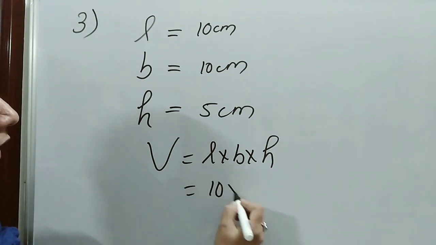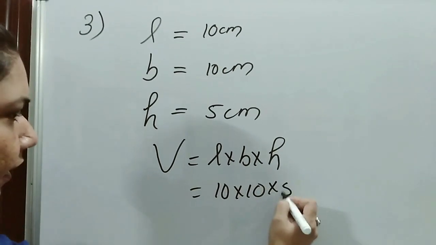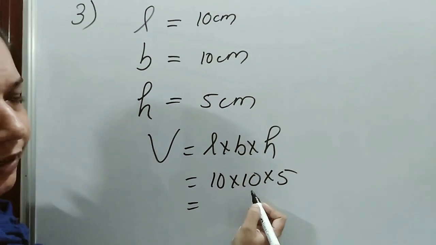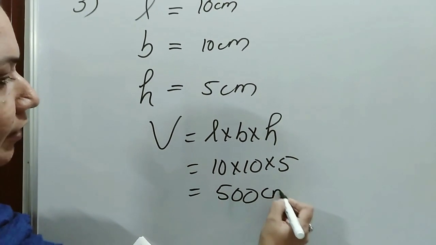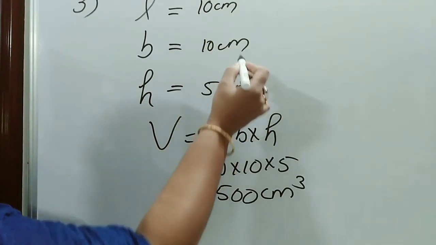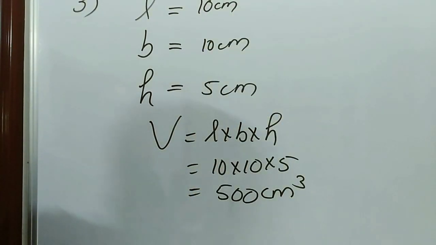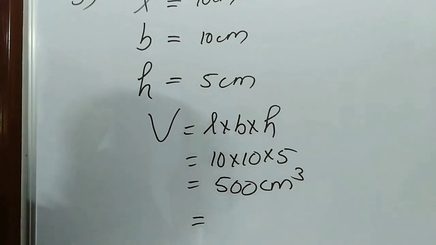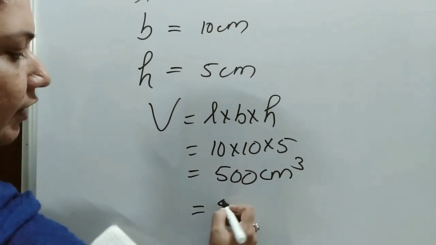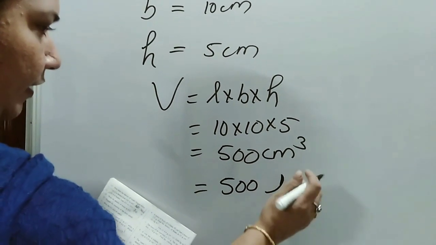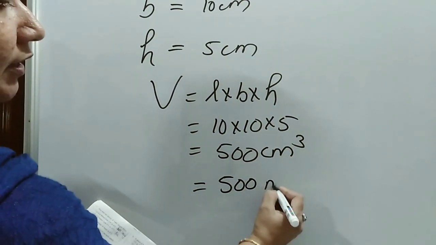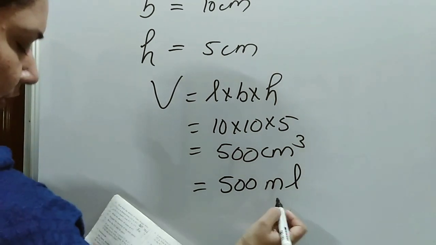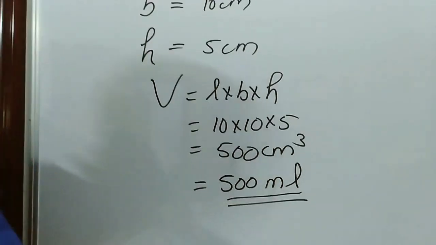So volume is L into B into H. That is 10 into 10 into 5. 10 into 10 is 100. 100 into 5 is 500 centimeter cube. Centimeter into centimeter into centimeter. If you want to convert to liter or milliliter, 1 centimeter cube is 1 milliliter. So 500 centimeter cube is 500 milliliter.